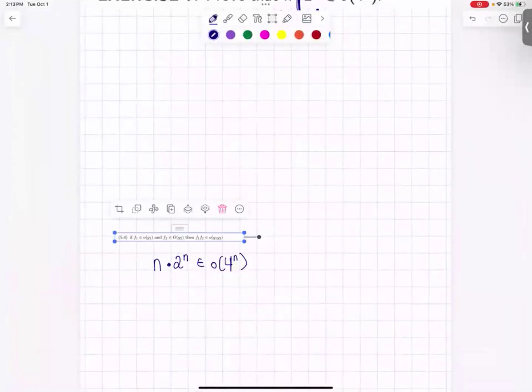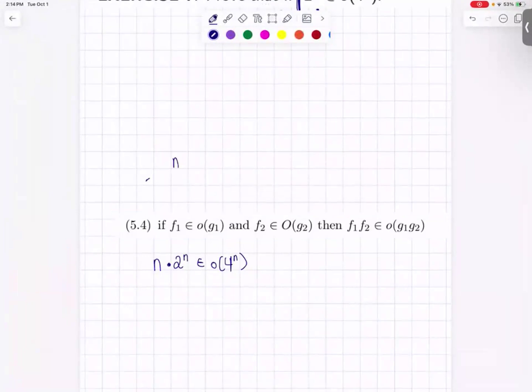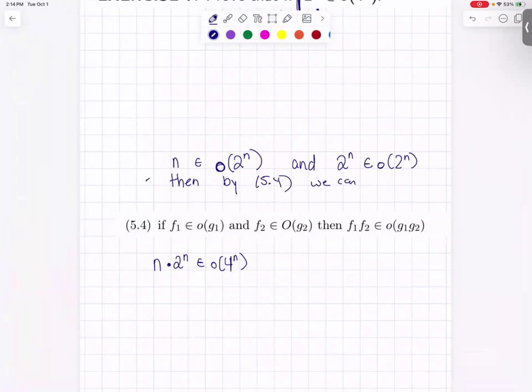And when we have this property, what that tells us is that if we can prove n is in little o of 2 to the n, and we can show that 2 to the n is in little o of 2 to the n, then by 5.4, we can say n times 2 to the n is going to be in little o of 4 to the n.